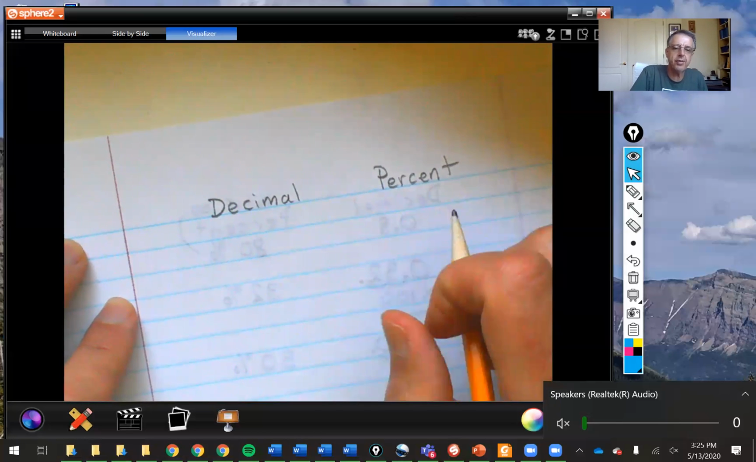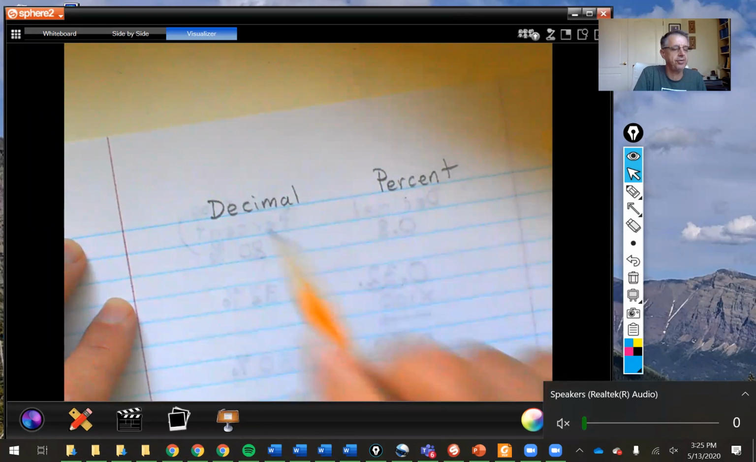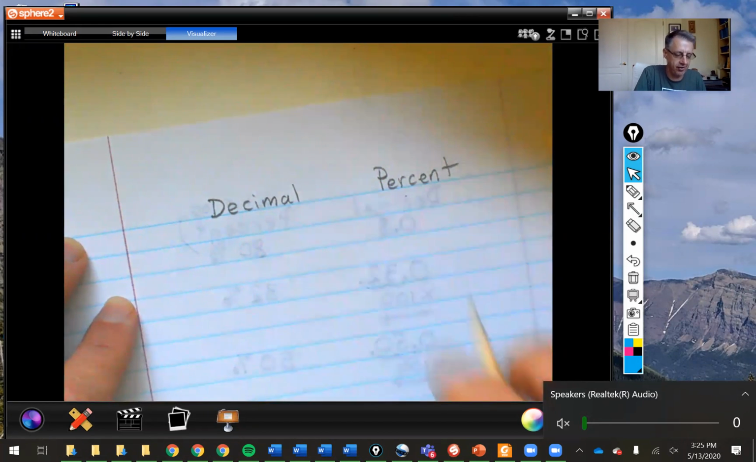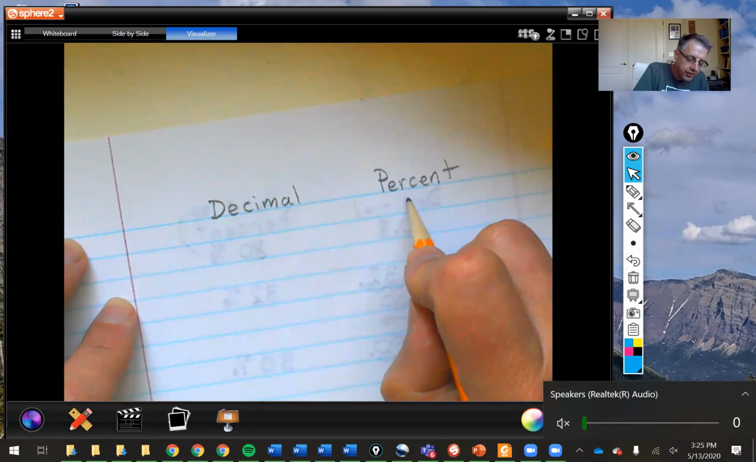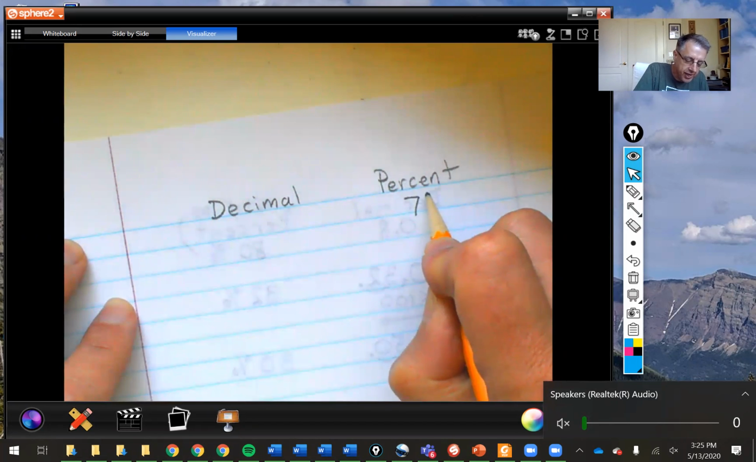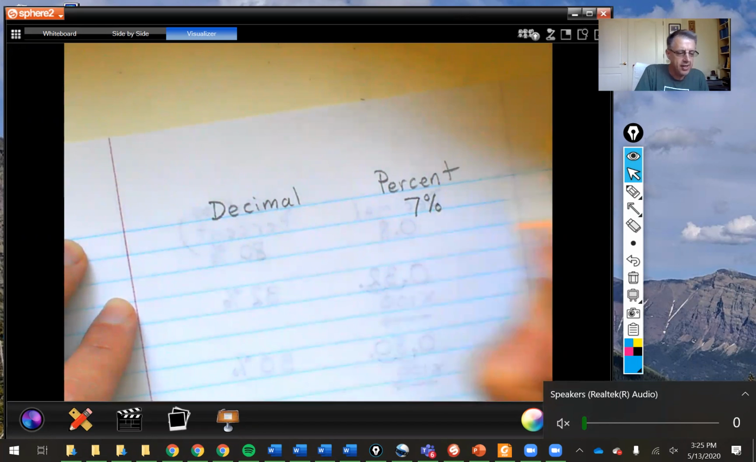Okay, now in this part, we're going to be converting percents into decimals. And like I said, it's even easier this way than converting decimals into percent. Let me show you. Let's say, for example, we have 7%. How do we turn that back into a decimal?